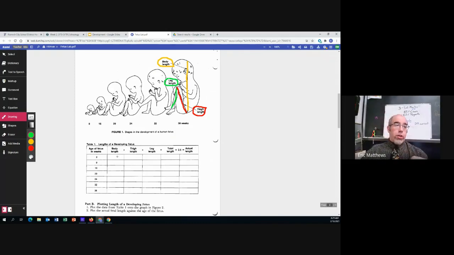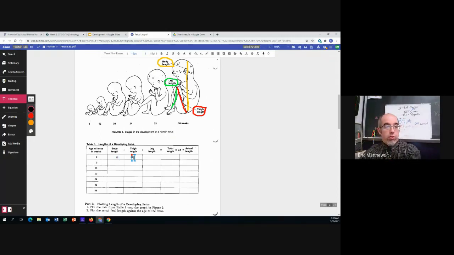So you are going to measure the body length, that's the gold line for all of these. The thigh length, the red line. The leg length, the green line for all of them. Then you're going to add the whole thing up. So let's imagine that at week 9 here, notice week 2 isn't even present. So we're going to put in a value of 0 for all of those because it's so small at this point that we cannot even detect.